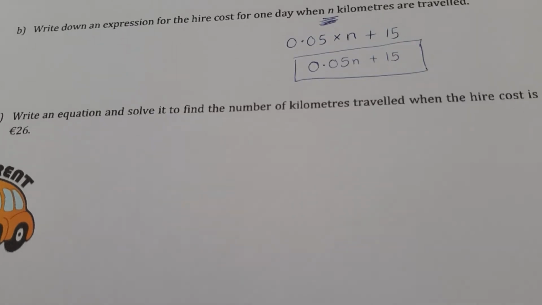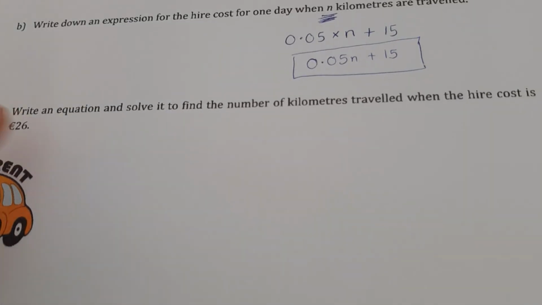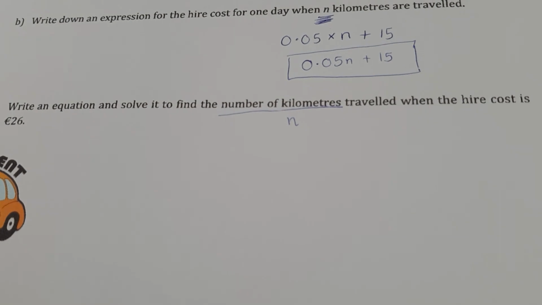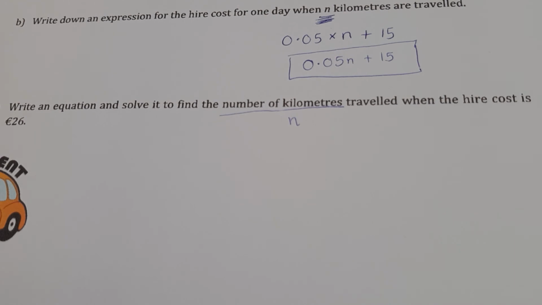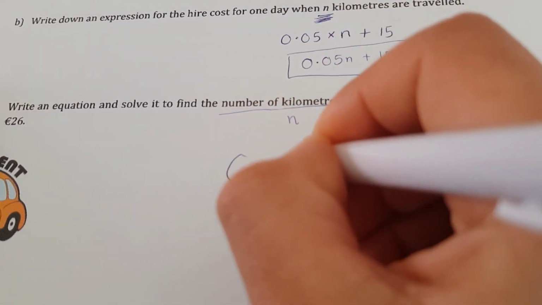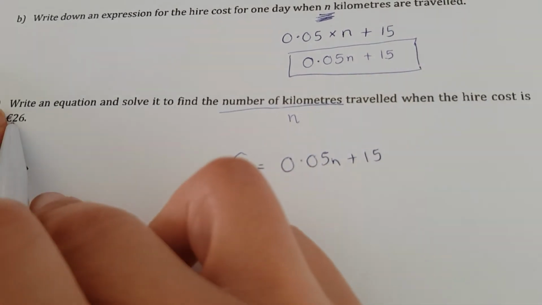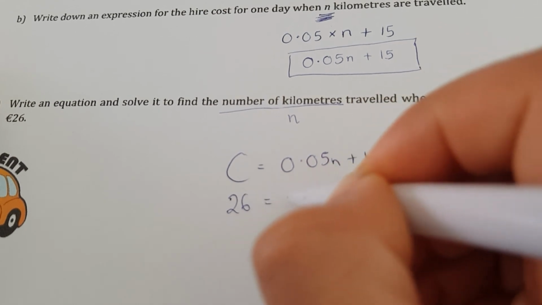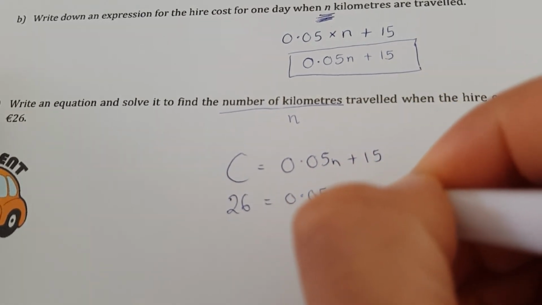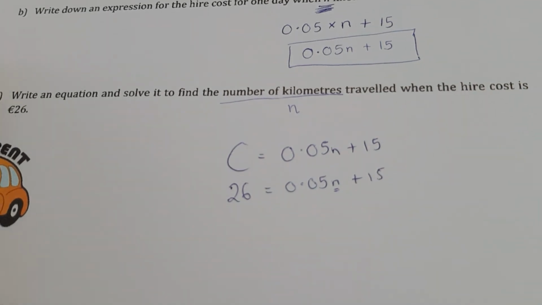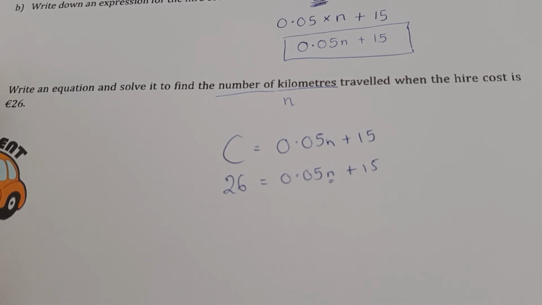And that is an expression for the daily cost of renting a car. So now you can write an equation and solve it to find the number of kilometers. So to find the number of kilometers, meaning now you have to find n traveled when the hire cost is 26. Well, total cost now is 26. So a total cost, don't forget, is obtained by using this expression. So if the total cost is 26, how can I find the number of kilometers? And that is subject of the formula, that is solving. Okay, so try that on your own.